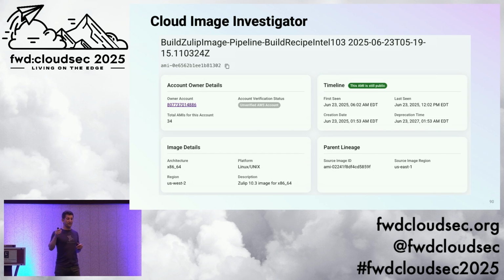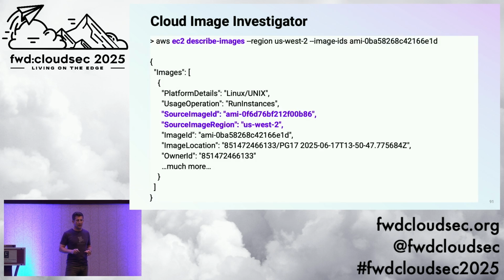So the thing that I really like is that you can see, oh, this AMI that we're looking at is still public. It was first seen on this date, last seen on this date. But notice the bottom right corner, the parent lineage. What's that about? I don't know if anybody that wasn't so heads down in AMIs like me caught this, but sometime in 2024, AWS started adding 2 new elements to the results of the describe images call, source image ID and source image region. So this gives us the ability to map parent-child relationships between AMIs. They've known this for a while, but now they're exposing it to us.